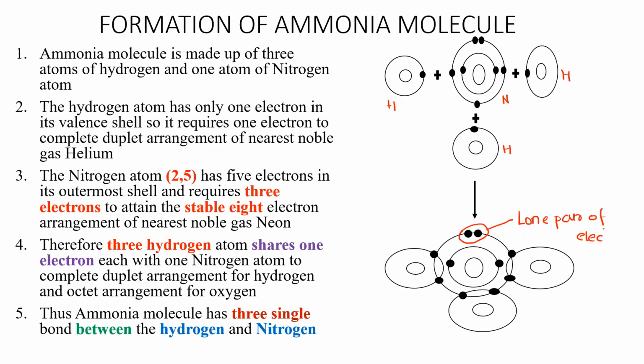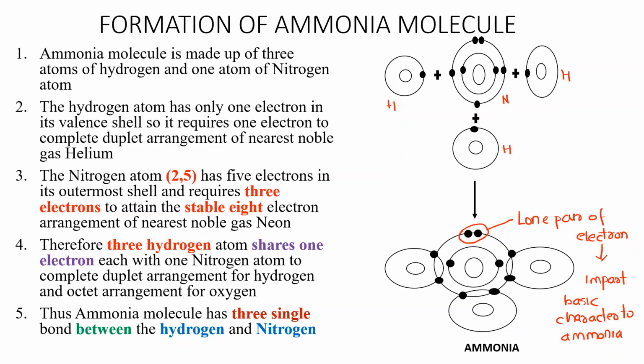Now, this lone pair of electron is basically responsible to impart basic character to ammonia. According to the Lewis acid-base concept, ammonia is basic because it donates a pair of electron. So because of this particular lone pair of electron, the nitrogen atom in ammonia, that means the ammonia molecule, will act as a base.